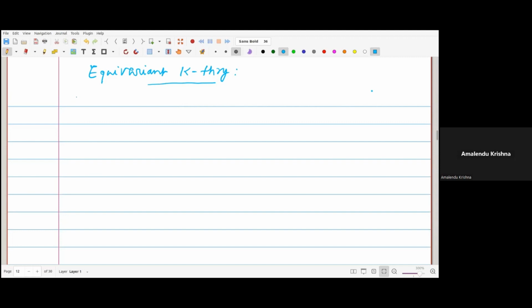So yeah, it's an introduction to equivariant K theory. I don't know where to start, but let me start from somewhere. Remember that equivariant K theory can mean algebraic as well as topological, but this will be basically algebraic equivariant K theory.